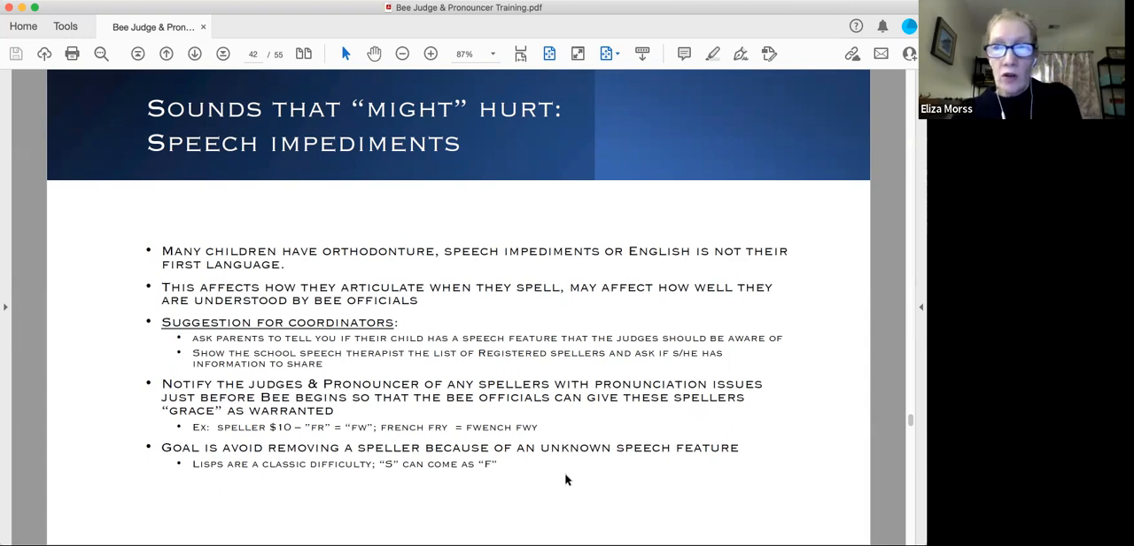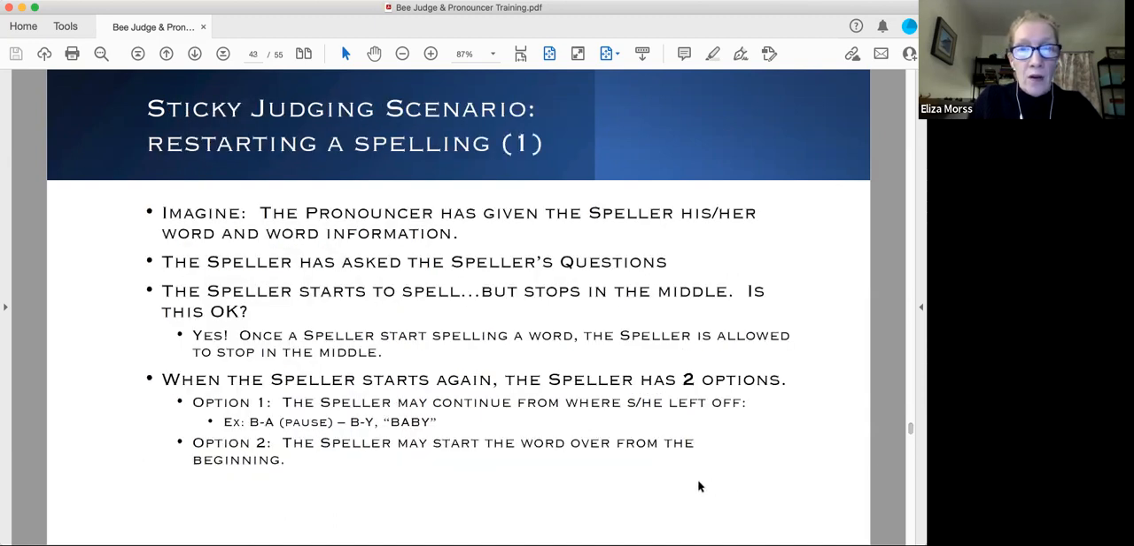So did the child hear correctly, or is that just how the child says things? It's good to have that on a piece of paper to know that in advance if you're a judge. And lisps are classics. And again, it's great if you're an official and you know this ahead of time, so you can save a child rather than having a child be miserably removed just because that's the way he or she says things.